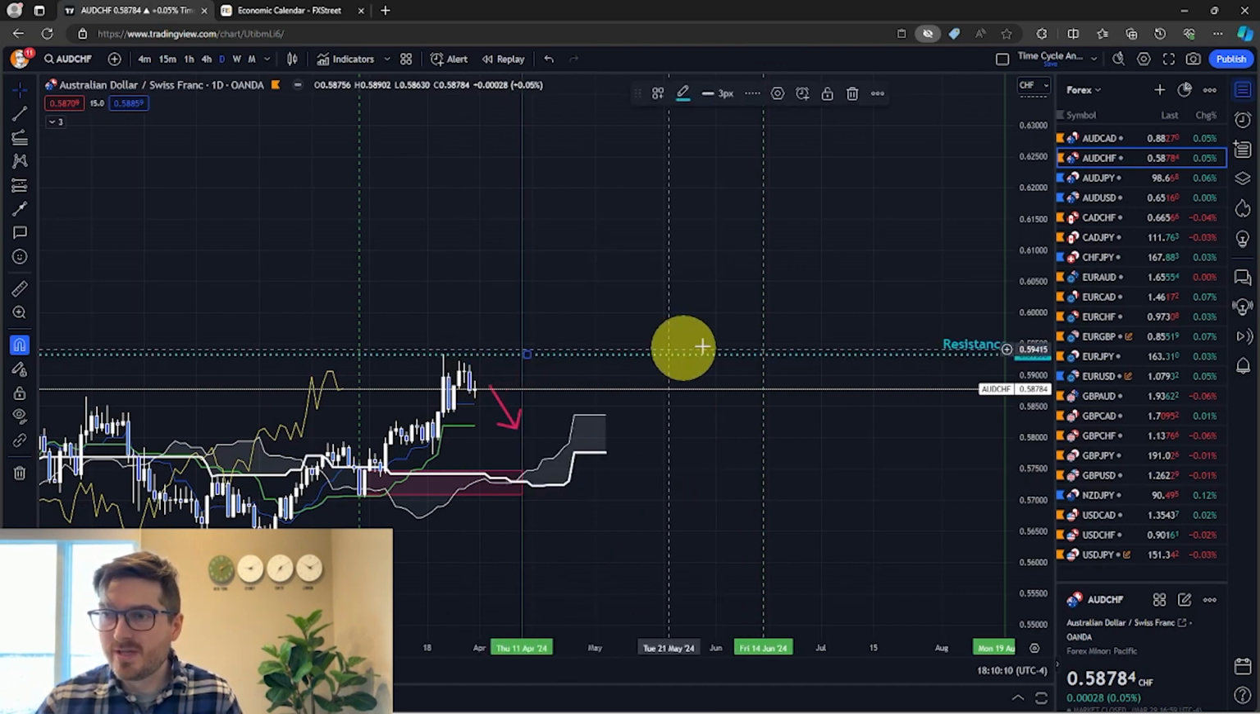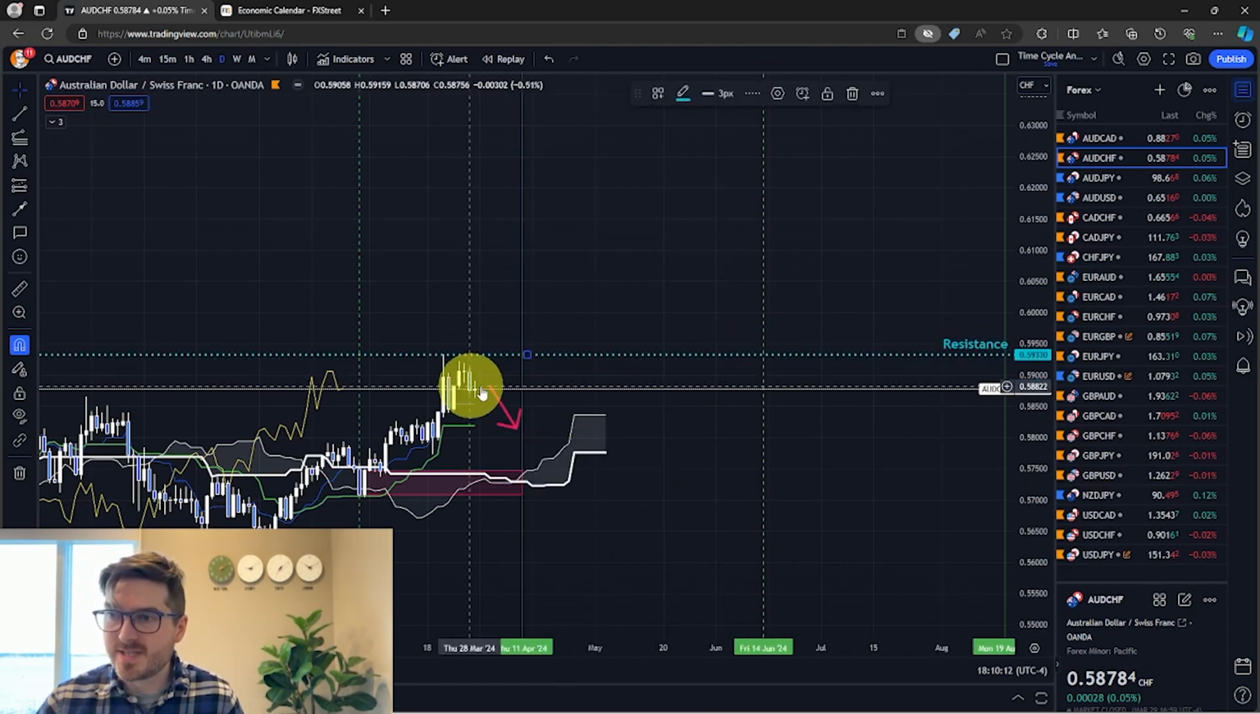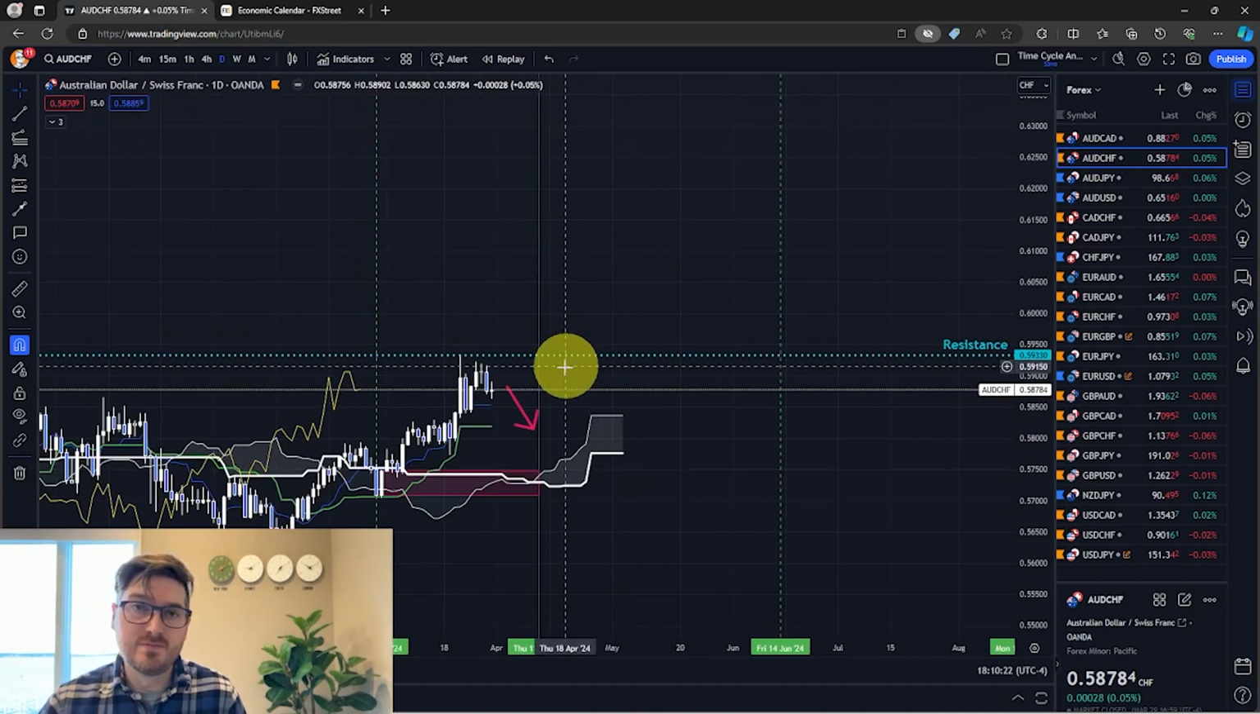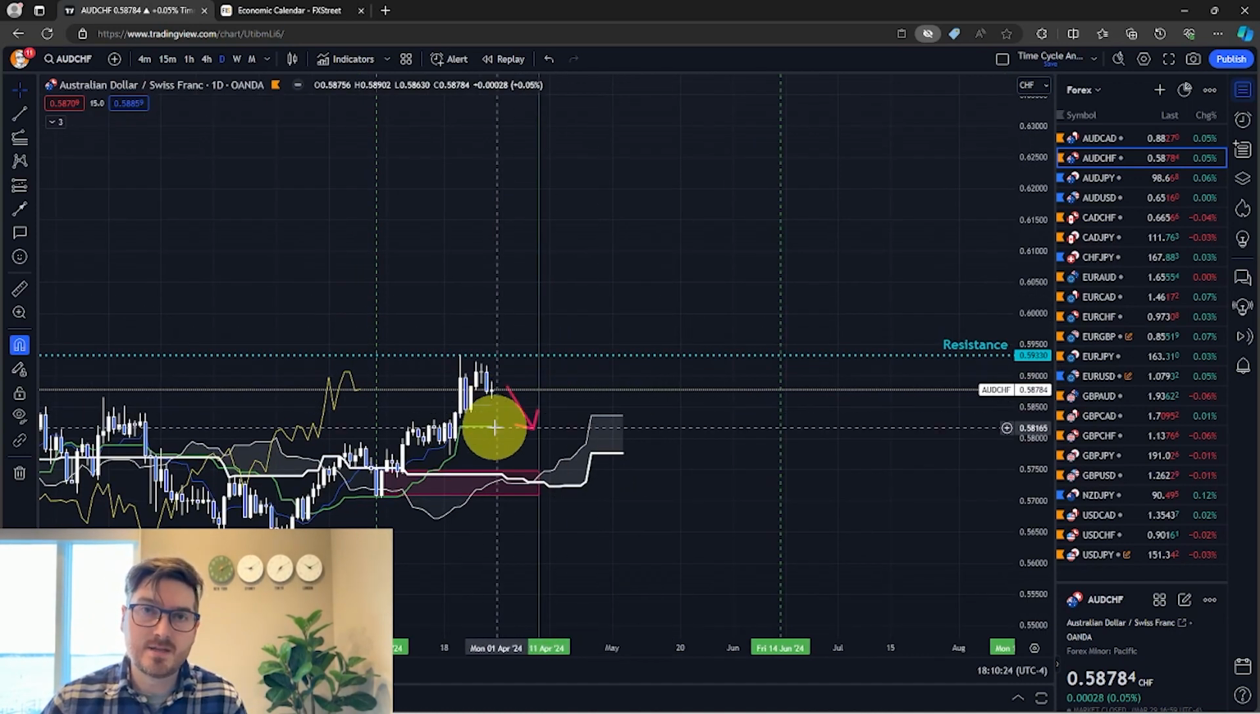So I'm going to be waiting for the breakout after this consolidation and retracement. And we're going to be waiting for the breakout of this resistance level, 0.59330. But for this week, guys, this is a consolidating, retracing market, and I most likely will not be trading this pair.